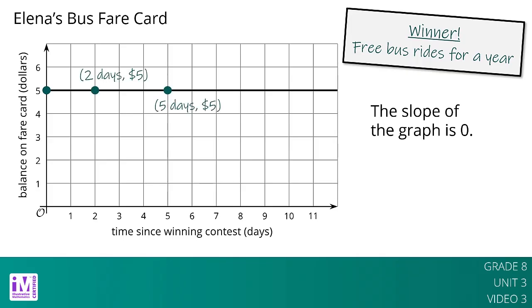In fact, all graphs of linear relationships with slopes equal to 0 are horizontal. A rate of change of 0 means that from one point to the next, the y values remain the same.